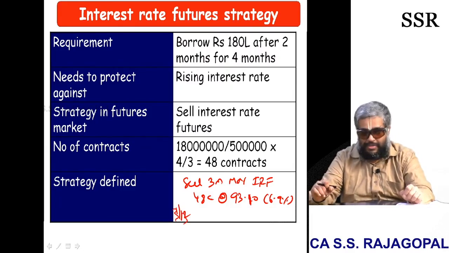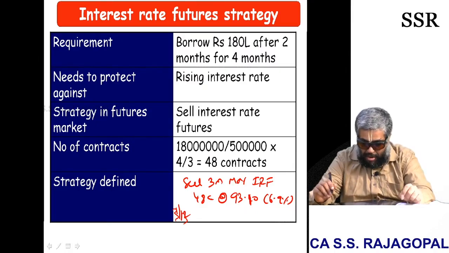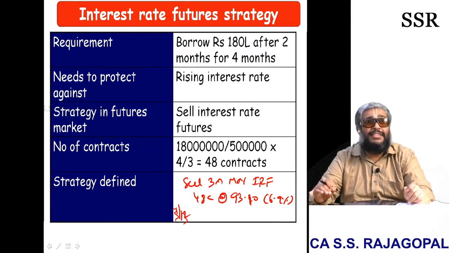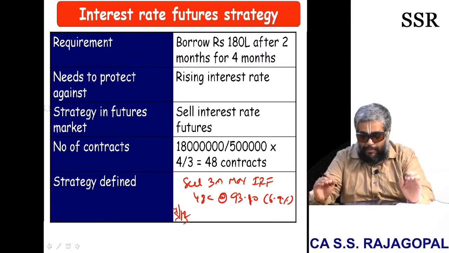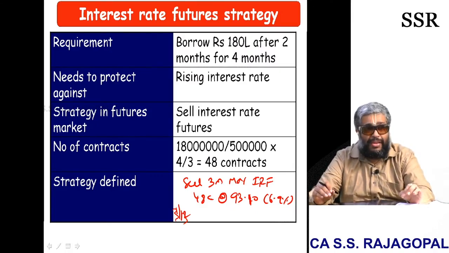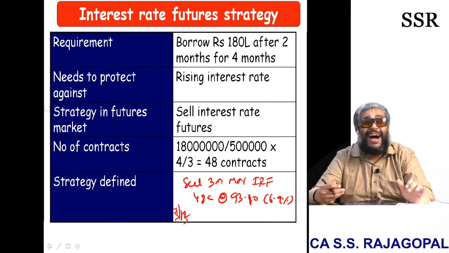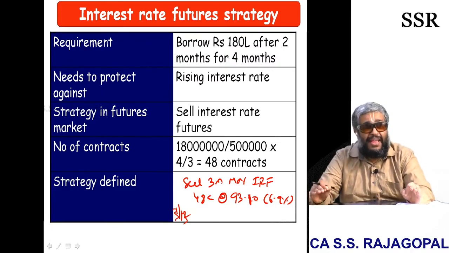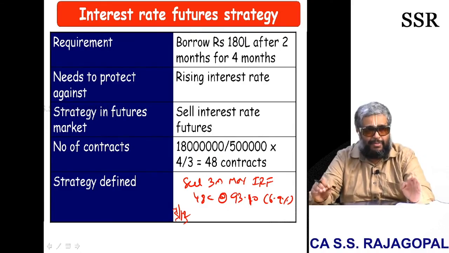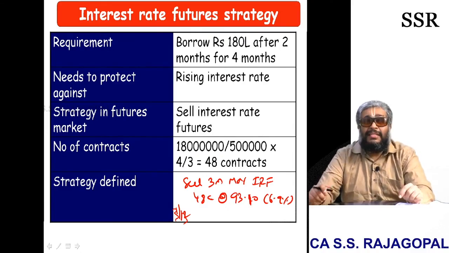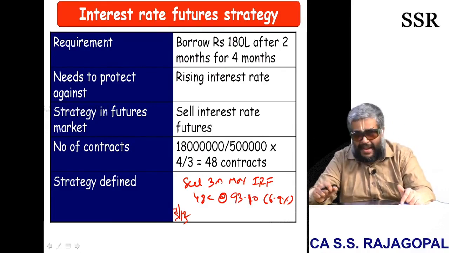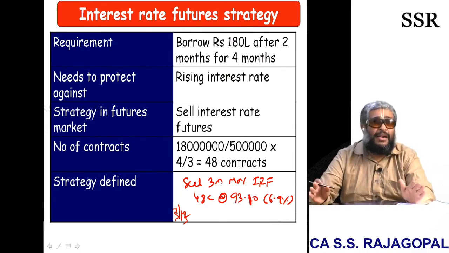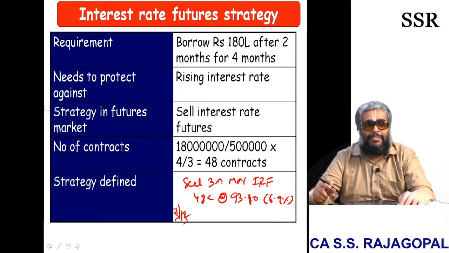I will come on 31st March and borrow 48 contracts into 5 lakhs, 240 lakhs. I will borrow 240 lakhs for 3 months from March end at 6.9%, is what I have told the exchange. That rate I am placing today itself is the transaction. But I can exit on 1st February, depending on my requirement, by giving a counter sell.